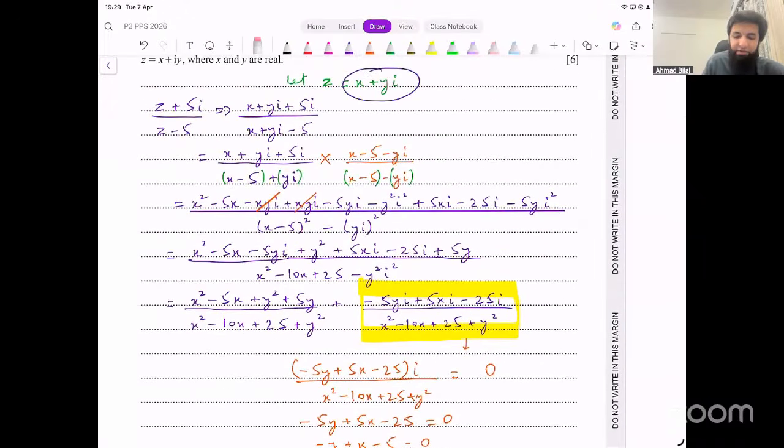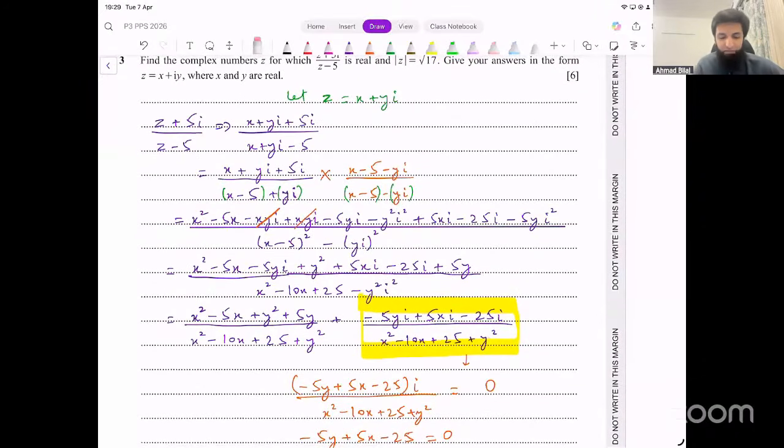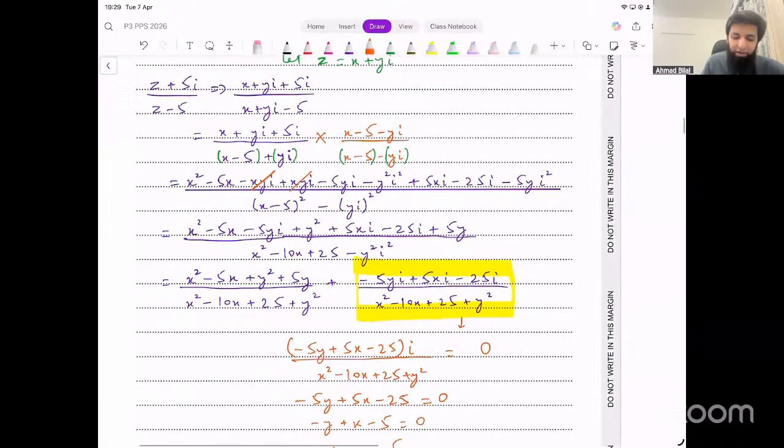We replace z with x plus y iota because z is a complex number which is of the form x plus y iota. We write it like this, and then we just multiply and divide by the conjugate like we normally do for fractions. What's the conjugate of the denominator? The real part in the denominator is x minus 5, so that remains as it is. Imaginary part, we change the sign for that, so it becomes minus y iota. We multiply by this and also divide by this, and then it's just simplification.